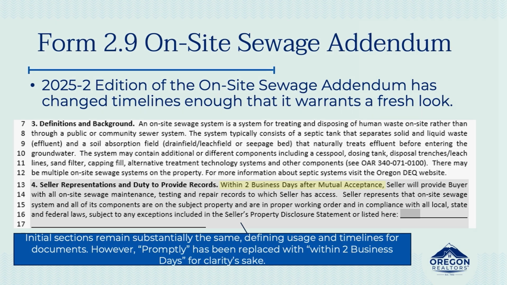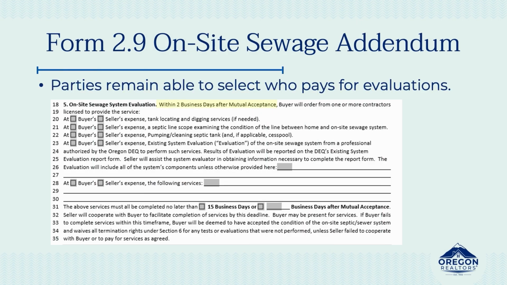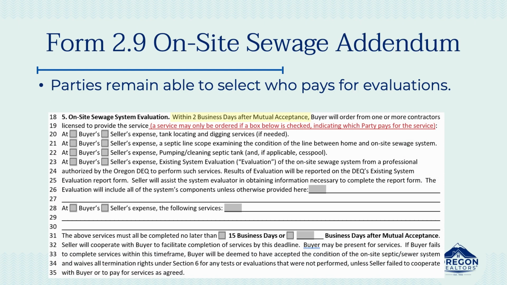Now, this is the first place where there's a change between 2025-1 and before. In the next section, the parties can specify which on-site sewage system evaluations they are going to utilize as part of this transaction. It previously said promptly the buyer will order from one or more contractors. Now it reads within 2 business days after mutual acceptance, buyer will order from one or more contractors who are licensed to provide these services.